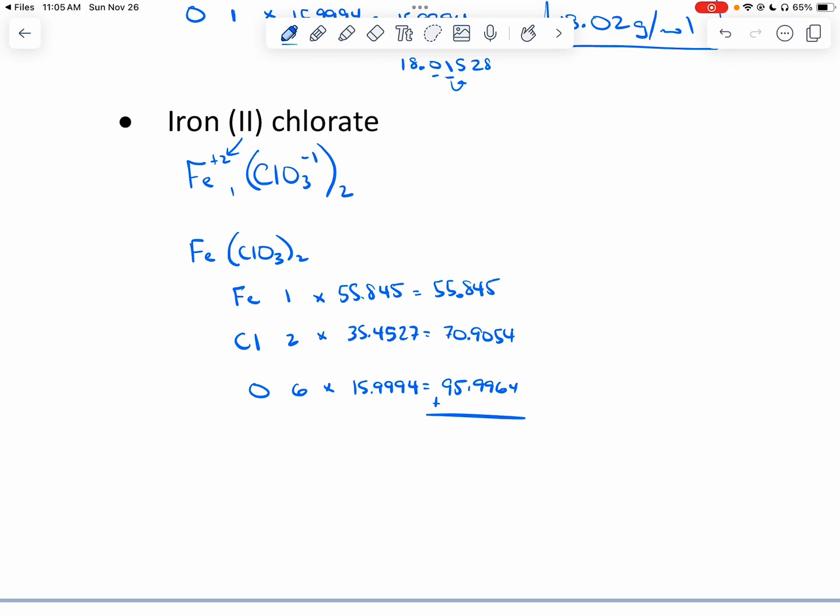Oh man, bummer. 55.845 plus 70.9054 plus 95.9964. We get 222.7468. So now we do our rounding. We get 222.75, and that's going to be labeled grams per mole. And there we have it.